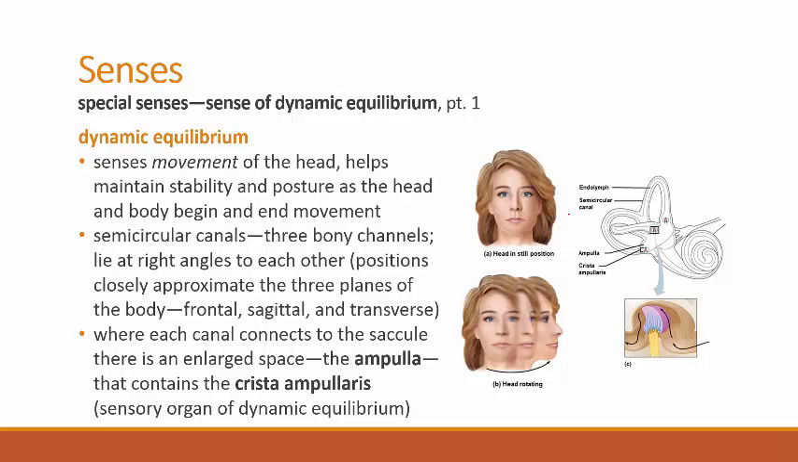So we can sense movement in 3 different planes, and that's because of the 3 semicircular canals that are all found at right angles to each other. Notice that they sit at angles that closely approximate the 3 planes of the body. There's a frontal, let's see, am I getting these right? There's transverse and here's the frontal, transverse, and sagittal.